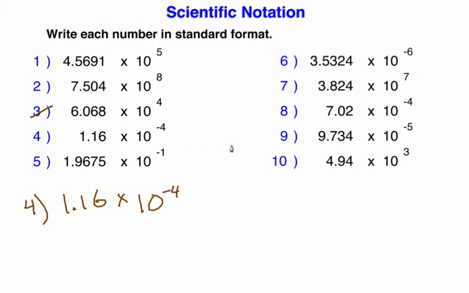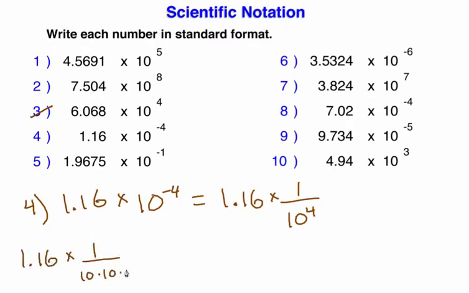Well, we know what to do with negative exponents. We know that that means 1 over that number with the positive exponent. So it's 1 over 10 to the positive 4. Well, that just means 1 over 10 times 10 times 10 times 10. Which means that instead of multiplying 1.16 by 10 4 times, I'm actually dividing it by 10 4 times because it's in the denominator of this fraction.